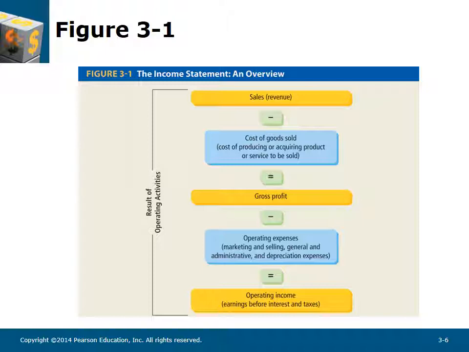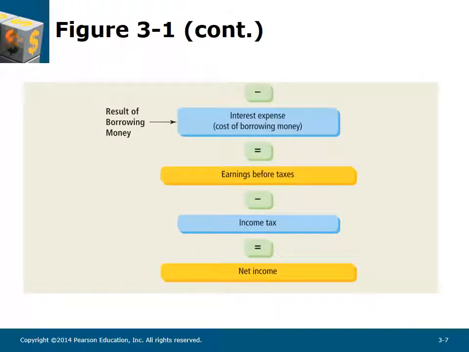We then subtract those main operating expenses, marketing, selling, general and administrative, and this depreciation, and we get operating income. This is our earnings before we apply any interest or taxes that have been paid. Now, the next thing we do is subtract our cost of borrowing money, which is interest, and we get earnings before taxes. Now we compute our tax based on that earnings before taxes, subtract the income tax, and we get net income. That's what's left for the company, the owners.